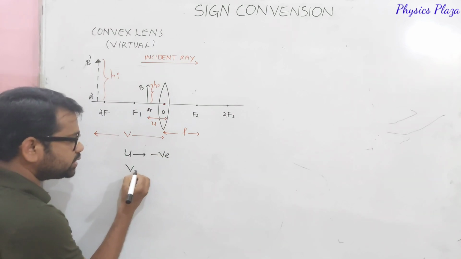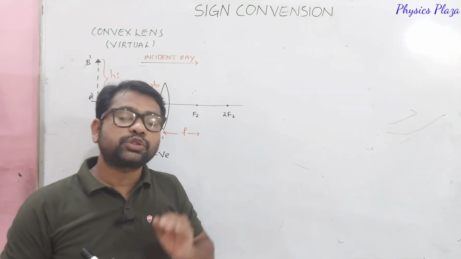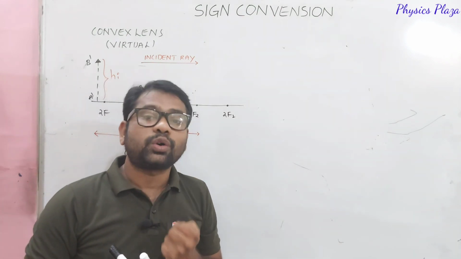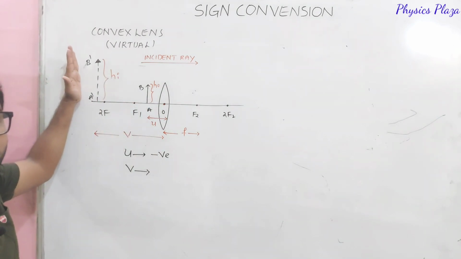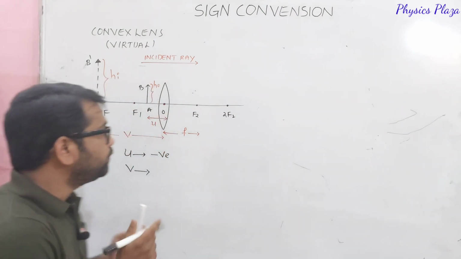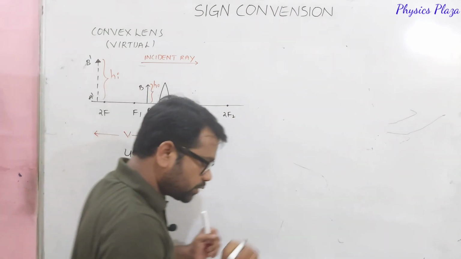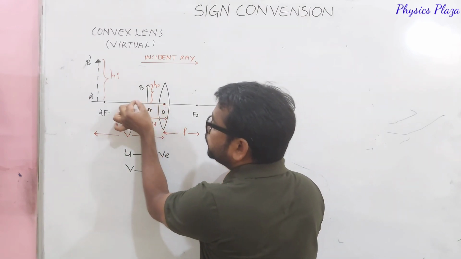What about image distance? Look at here. Which side is the image formed? Children, a virtual image is always formed on the left side of the lens only. That is, here it is formed. So if you want to measure the image distance, from where do we need to start? We need to start from the origin. So from here, children, we have to move till here.